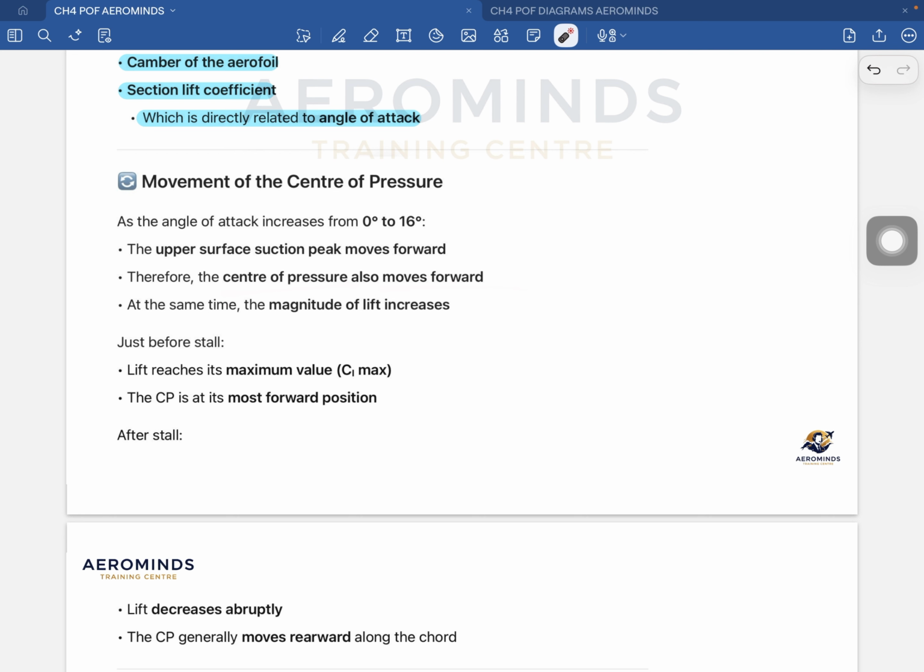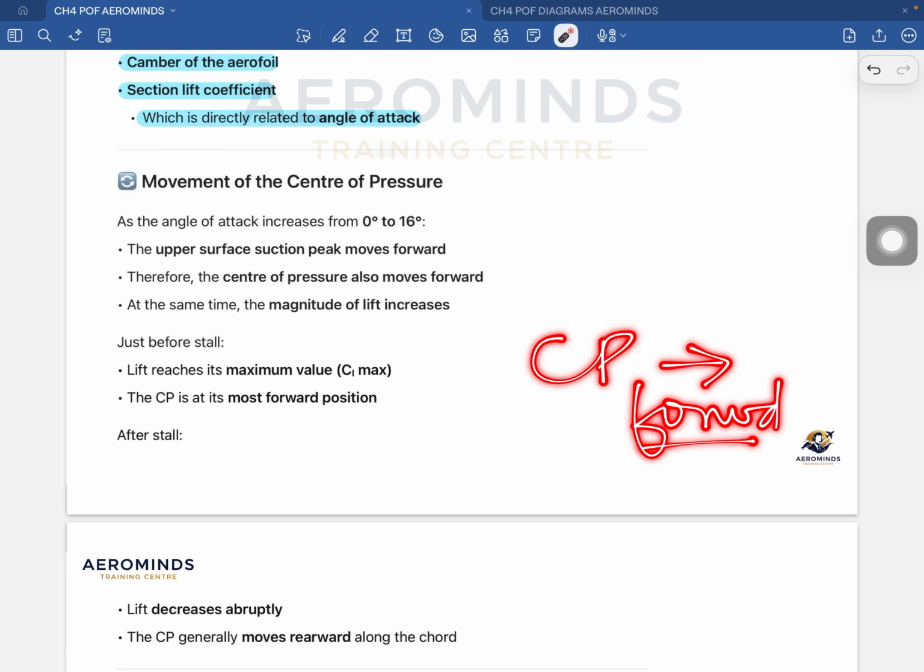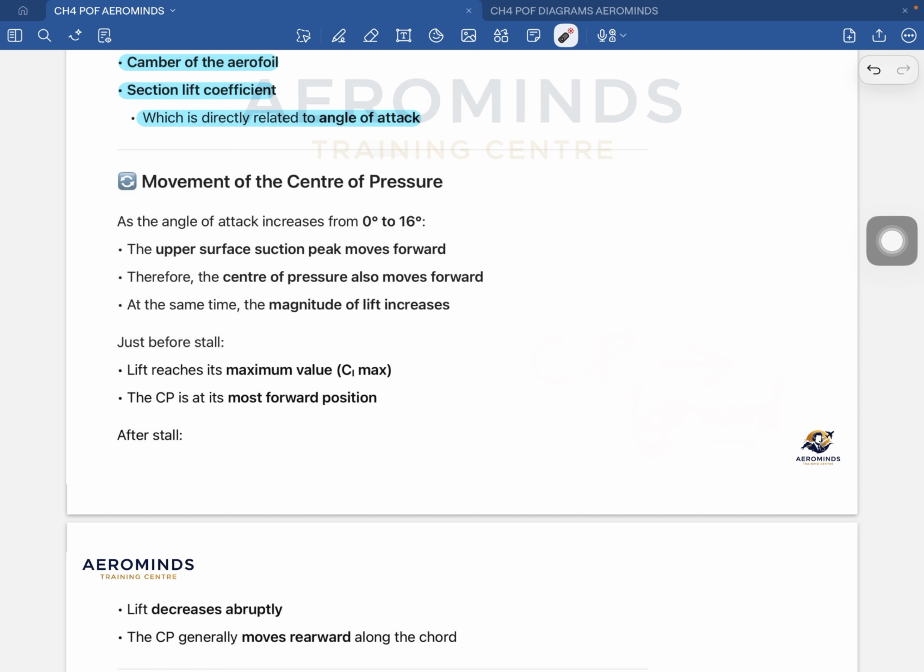Now at the same time, the magnitude of the lift will also increase. So as you increase your angle of attack in the normal operating range, your lift will increase, and your CP will move forward. And just before the stall, the lift will reach its maximum value, which is the CL max, or the maximum lift coefficient. Now at this point, the center of pressure is at the most forward location.